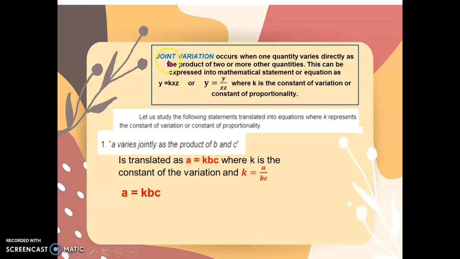Product po kasi joint. And then, sa constant naman, para makuha natin ang constant, i-divide lang po natin both sides by BC, no? Kailangan nating mag-derive. So, in getting the constant, kaya po siya naging K is equal to A over BC. Ganun lang po mag-derive para ma-eliminate lang natin yun.